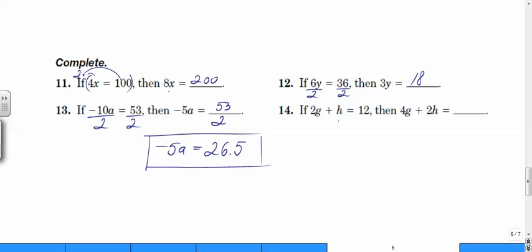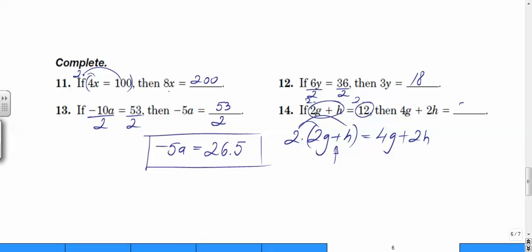2g plus h equals 12, and 4g plus 2h equals what? Well, to get 4g plus 2h, you will take your 2g plus h and you will double it. What is that? Distributive property, right? 2 times 2g makes a 4g. 2 times h makes 2h, and the operation is addition. Because you multiply this side by 2, you have to multiply this side by 2, so it would be 2 times 12, and that's 24. Now we are done.